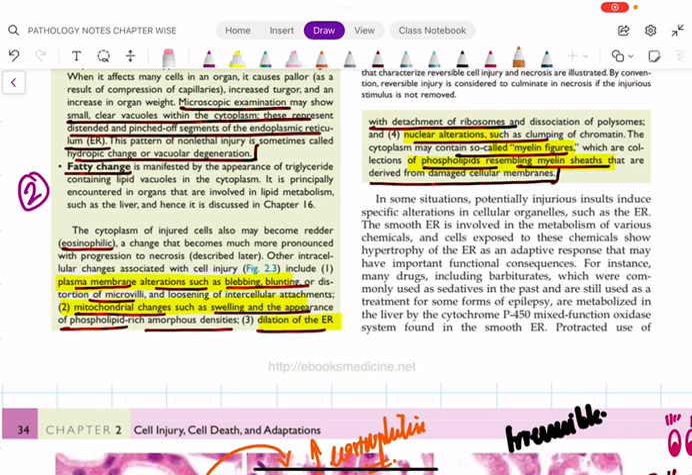So what are the other features? There will be plasma membrane alterations, blebbing, and mitochondrial change. That is very, very important. The first feature is plasma membrane blebbing. Then I have already told you about dilation of the endoplasmic reticulum and the nuclear alterations. Then we have two more changes: one is mitochondrial changes and another is myelin figures.